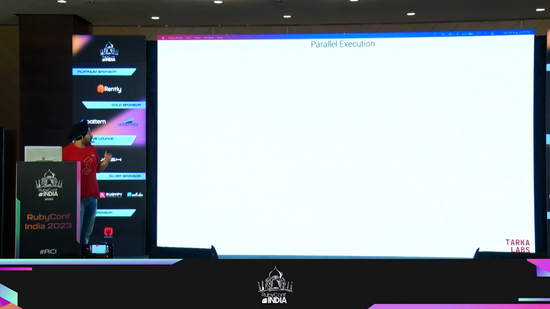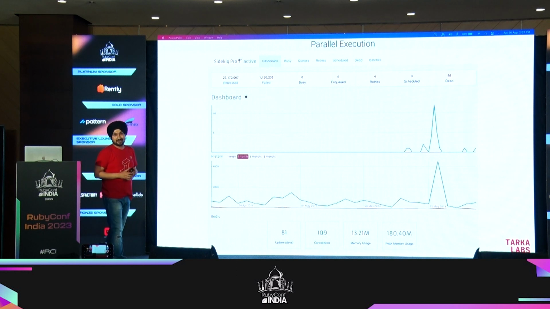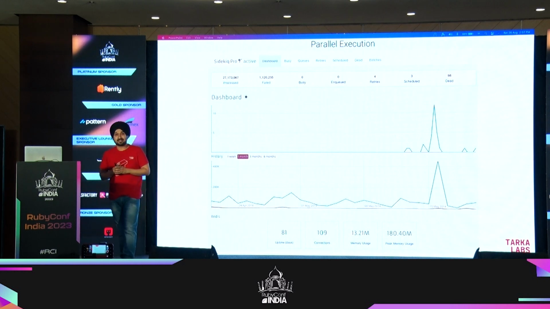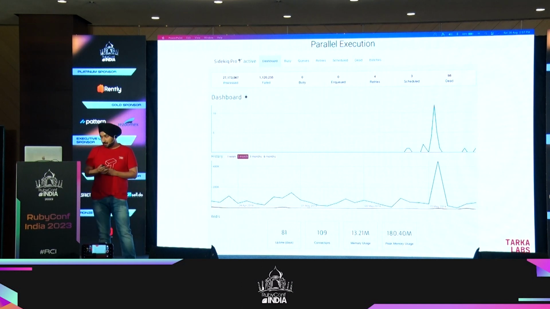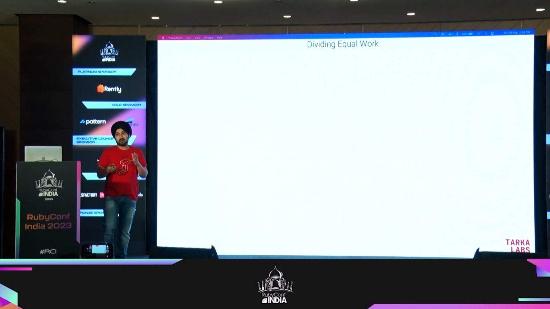Now, when someone talks about parallel execution, Mahesh has already talked about threads, fibers, and Ractors, but this is the first thing which comes to our mind, coming to a RubyConf, right? Okay, let's use Sidekiq. I hope everyone is aware of what Sidekiq does. It just helps you do background processing. So the first task at hand was dividing work equally. Even if you have Sidekiq, we still need to tell it which worker does what.